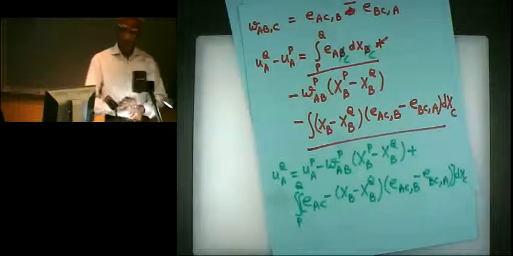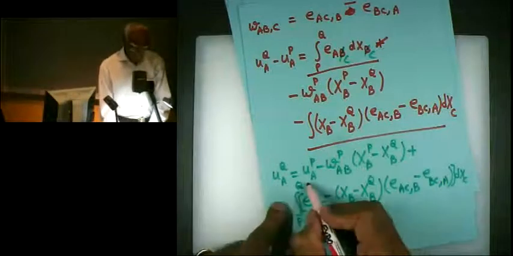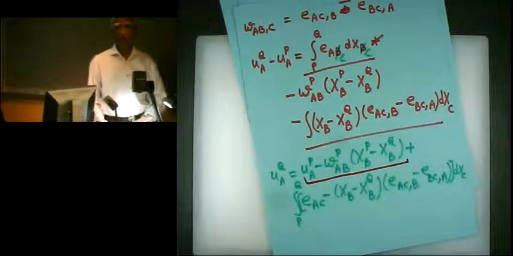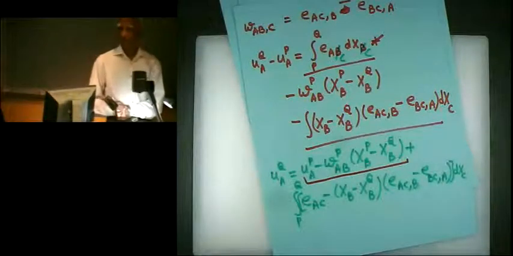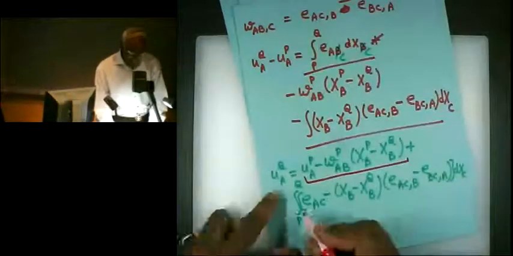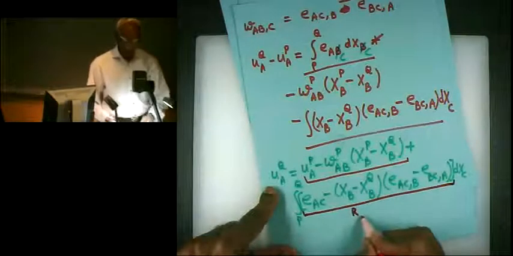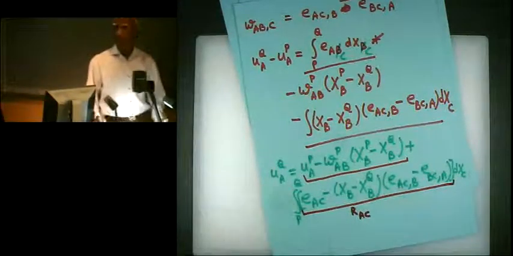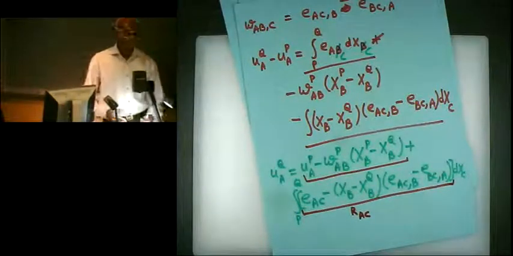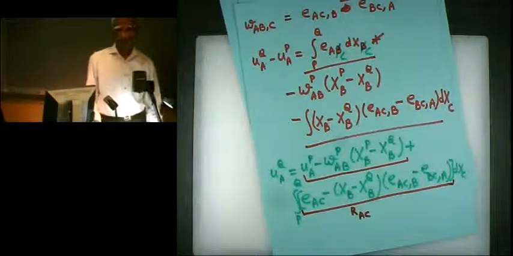So the first part, this part is known. This is evaluated either at point P or at point Q. And let's call this thing R_AC. Because B is summed, its only free indices are A and C. So let's call it R_AC, because then I don't have to write the whole thing again and again. Okay? So let's call it R_AC.